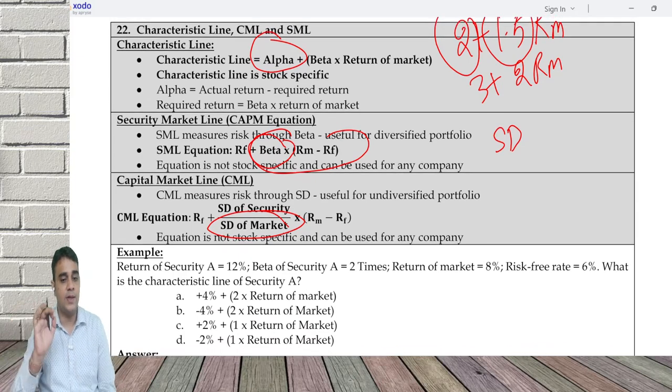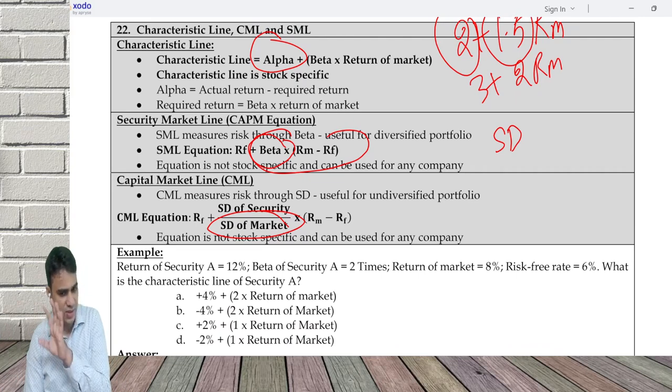Okay, let's look at this. Sir, in this case, whenever beta is not given, can we use CML? There's nothing like whenever beta is not there, we can use CML. The question has to tell, friend.